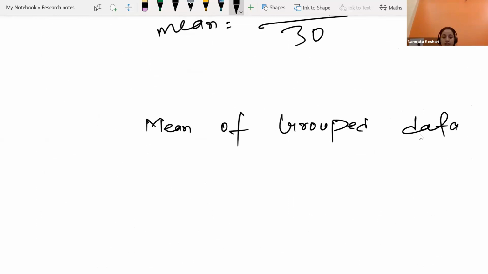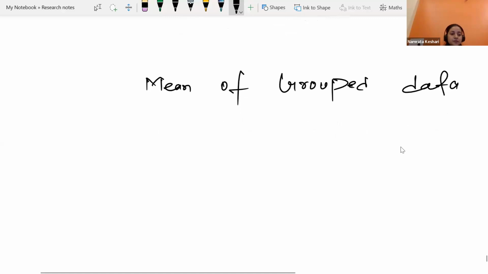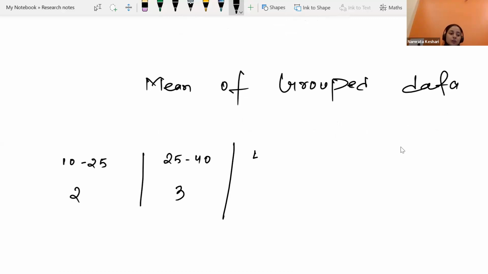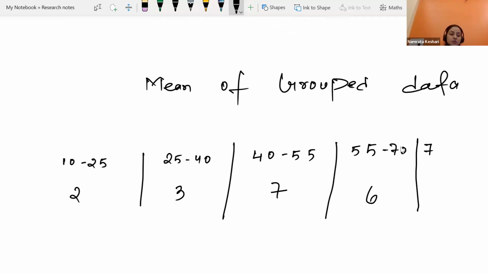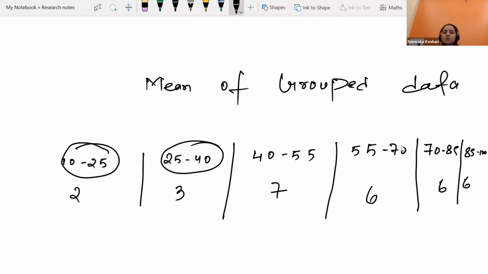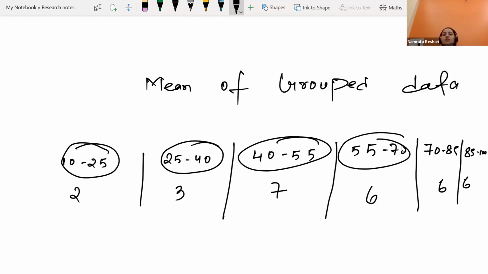Okay. So when the data is given in group way, like this, from 10 to 25 marks, 2 students are there. From 25 to 40 marks, 3 students are there. From 40 to 55 marks, 7 students are there. From 55 to 70 marks, 6 students are there. And from 70 to 85 marks, again 6 students are there. And from 85 to 100 marks, 6 students are there. If we are having group data, you can see: 10 to 25, 25 to 40, 40 to 55, 55 to 70. Group data we are having.